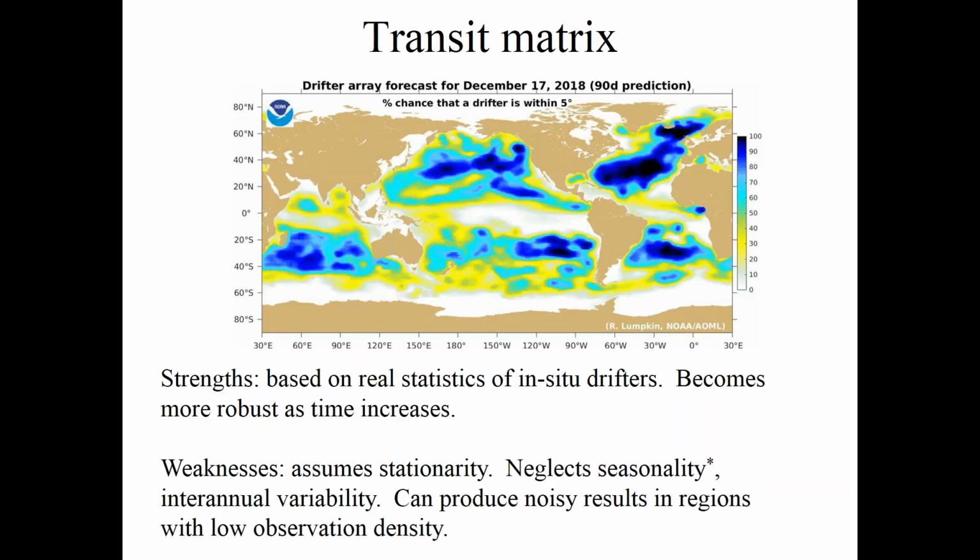Because as the cloud is getting larger, you're going from the statistics of maybe 200 drifters in that box to 2,000 drifters in the next time step, to 200,000 drifters in the next time step. So you're getting more and more statistics of more and more drifters as you propagate forward in time. But it can be noisy in places where you have very few observations.